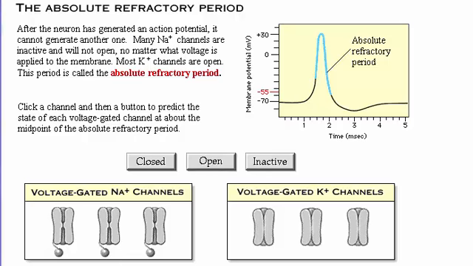Click a channel and then a button to predict the state of each voltage-gated channel at about the midpoint of the absolute refractory period.